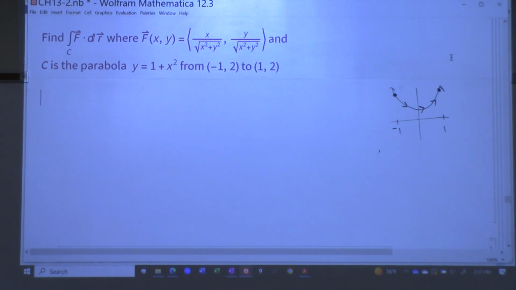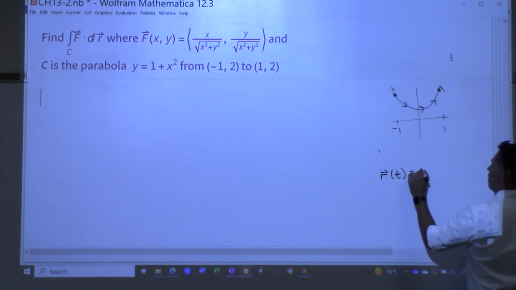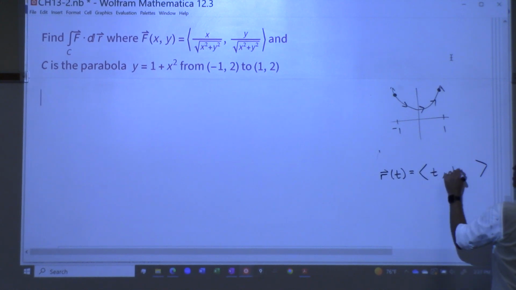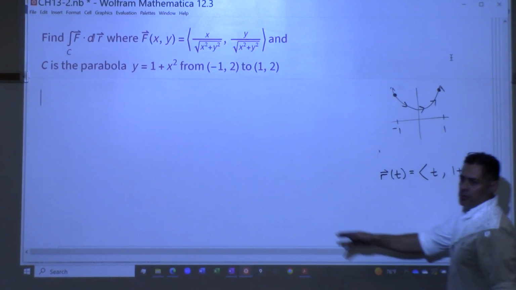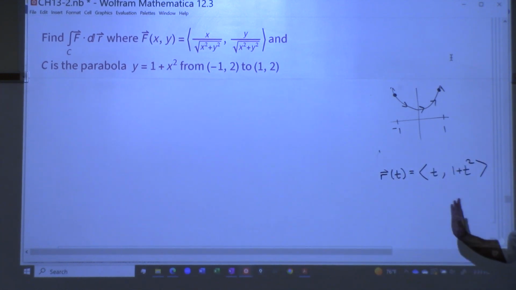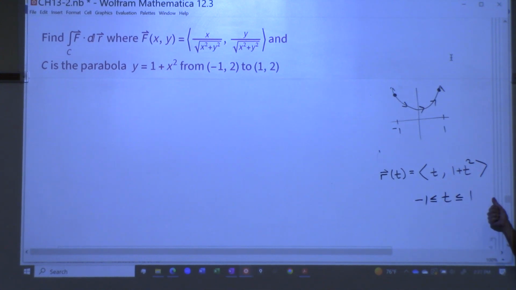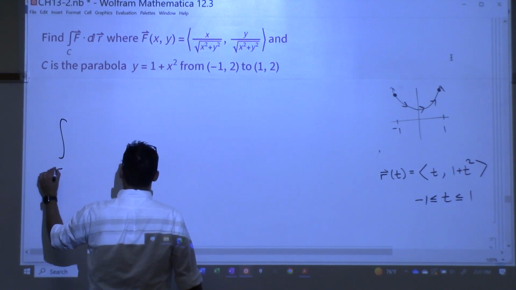And I need to find the vector equation, the parametrization, the vector function that draws that. Because that is solved for y, I'm just going to go t here, and then 1 plus t squared. And I know that t has to go between -1 and 1, because that's my restriction on t, which is my x coordinate. Good with r? Any questions on r? All right, so my line integral is going to go from -1 to 1.